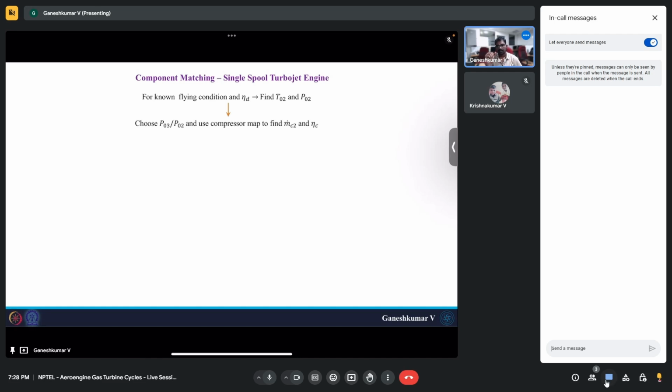Okay, so to do that, let's say we will choose a P03 by P02, which is nothing but the pressure ratio across the compressor, and we do the entire calculation, and we will see whether the mass flow rate, both conservation of mass and energy, is matching at every location. Okay, and only if it matches, then we will go forward with that pressure ratio. If not, we will change the pressure ratio and repeat the exercise again. So that is our second step.